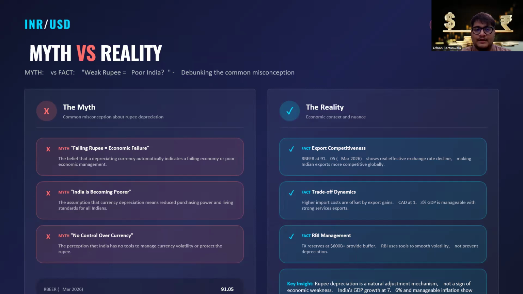Here's the proof. There's something called REER, which is known as the real effective exchange rate. As of March 26, it was around 91.05, in INR per USD terms. So this actually means our exports are more competitive globally, which gives us almost a 15 to 20% edge. And India's forex reserves are around $640 billion, and we are sitting on one of the largest war chests in the world, if you look at it that way.